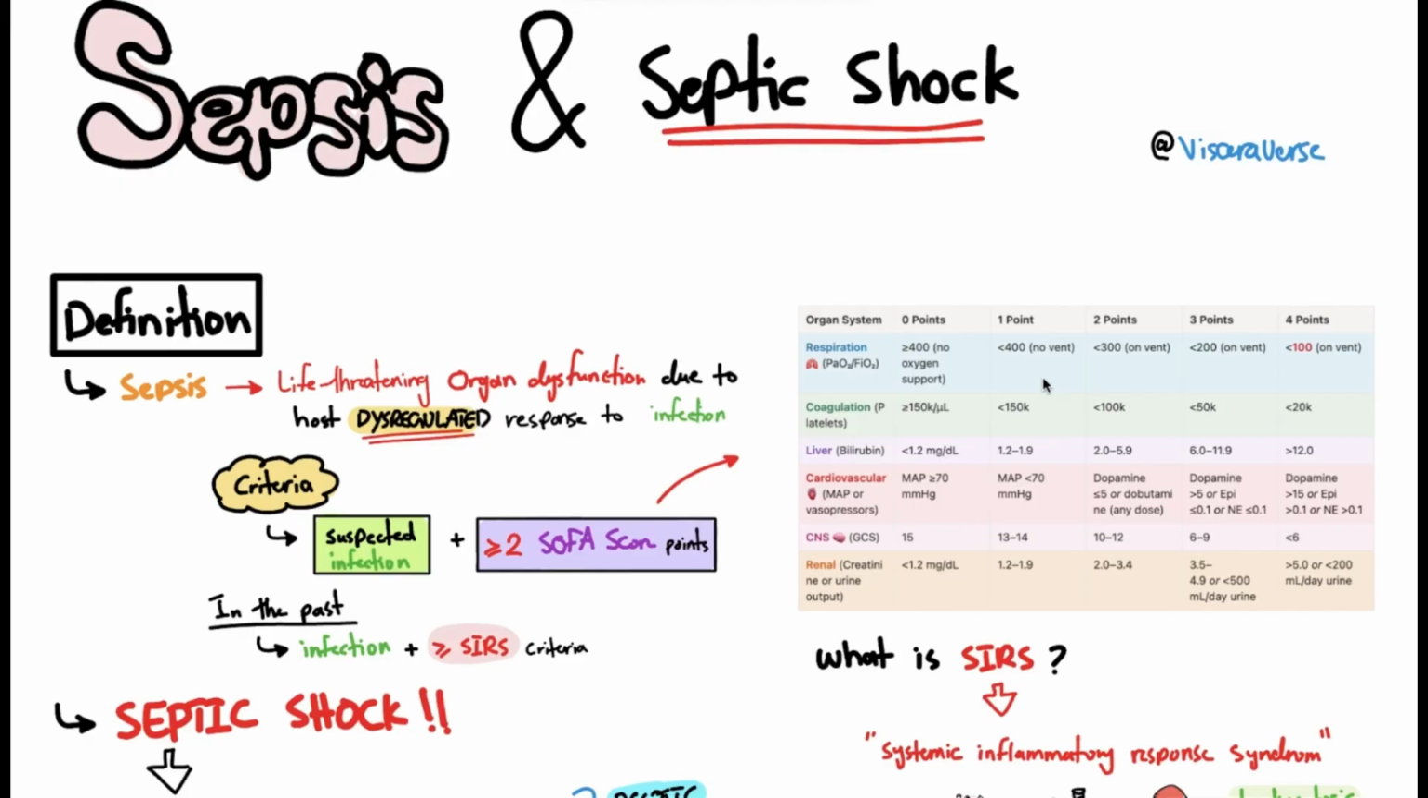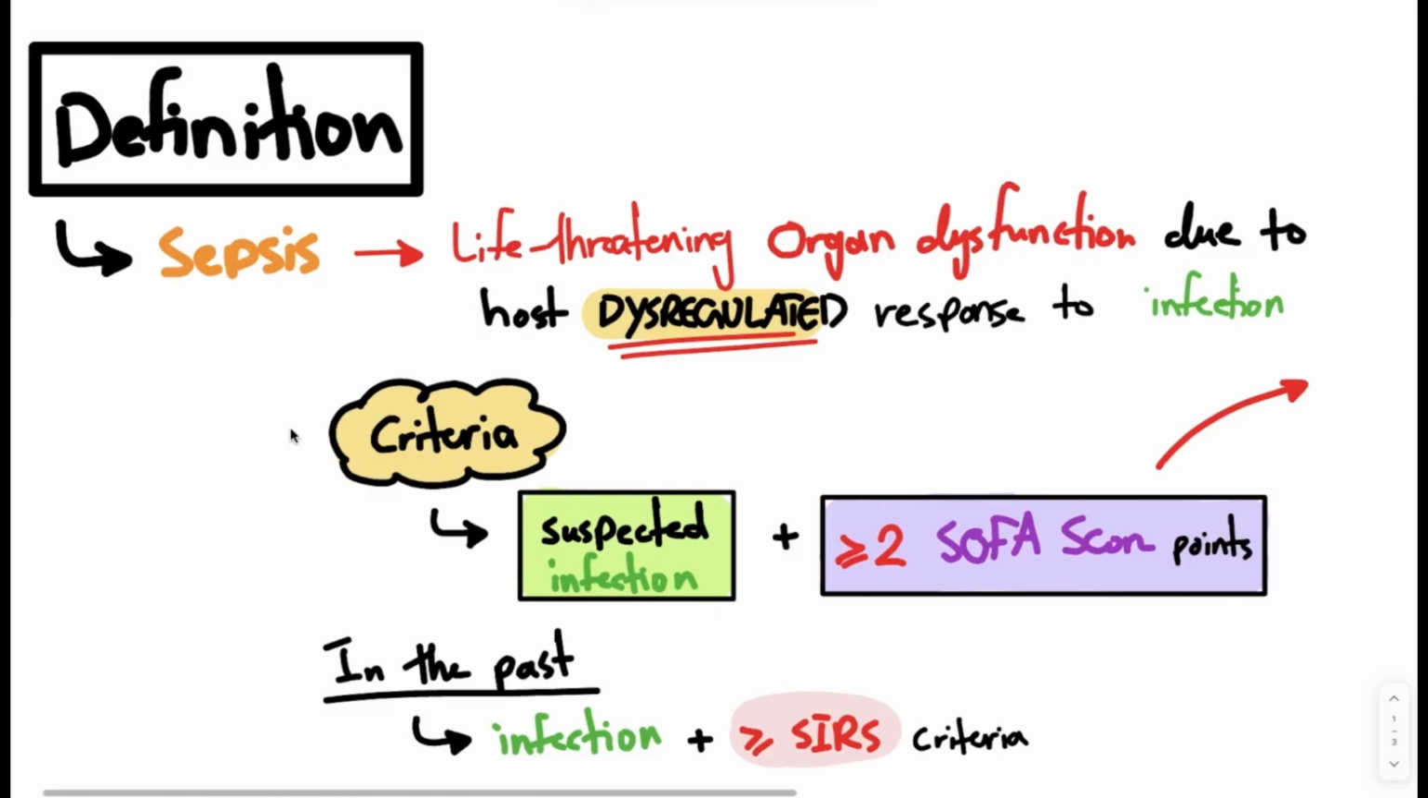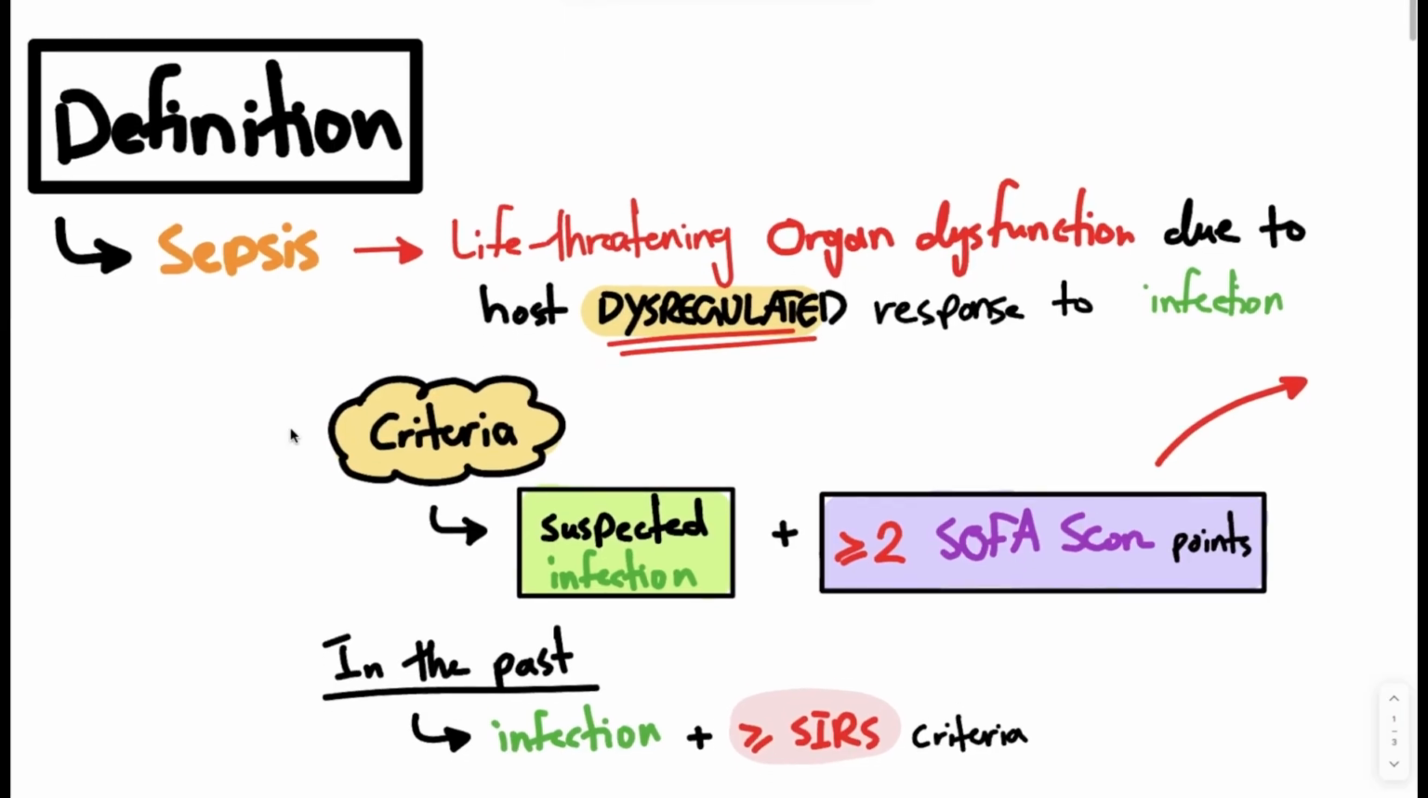Today, our discussion is about sepsis, and sepsis is a really important topic that you have to be well familiar with. So let's start with the definition. What is sepsis? Your doctors will always ask you about sepsis, and the definition of sepsis is the first thing they would ask about. So, sepsis is a life-threatening organ dysfunction due to host-regulated response to an infection.